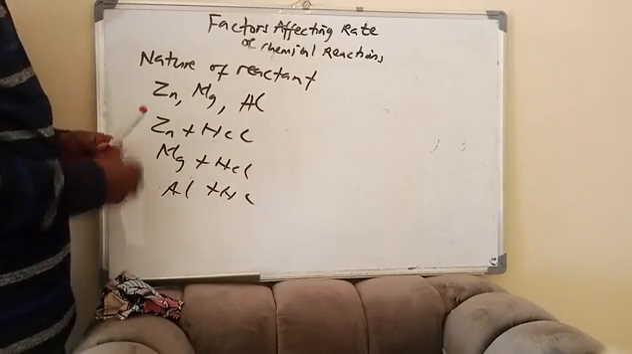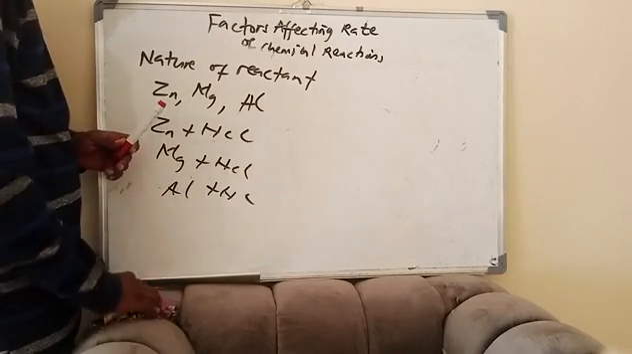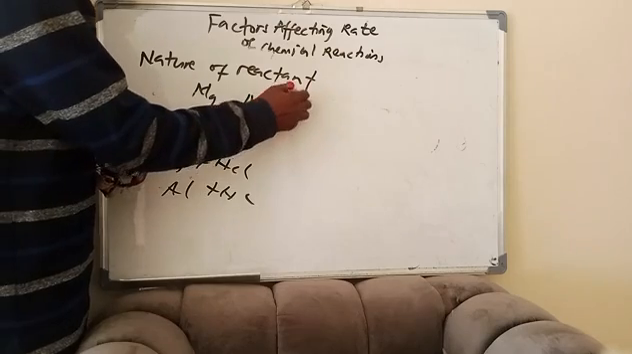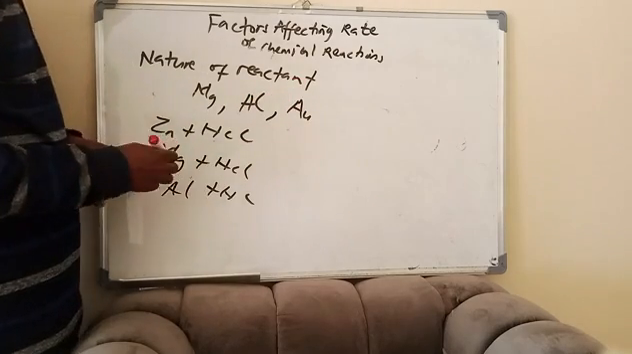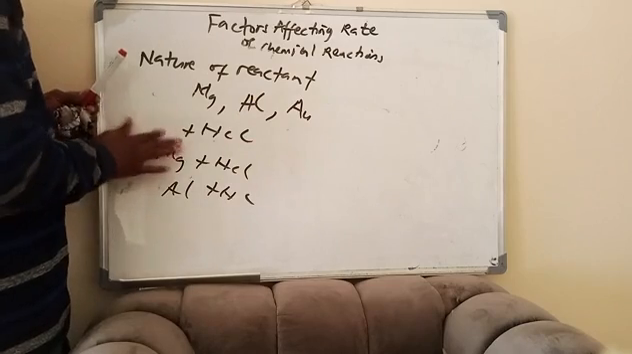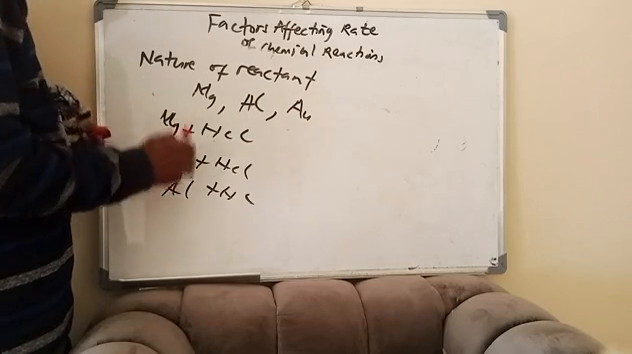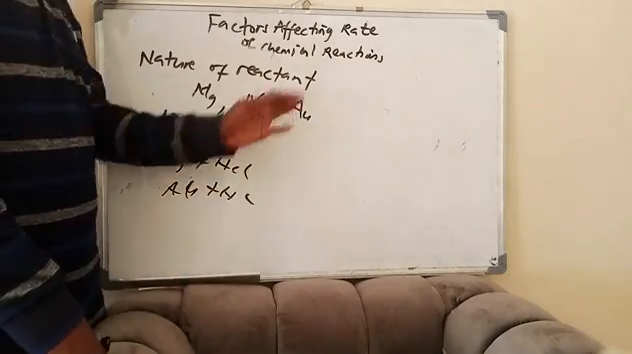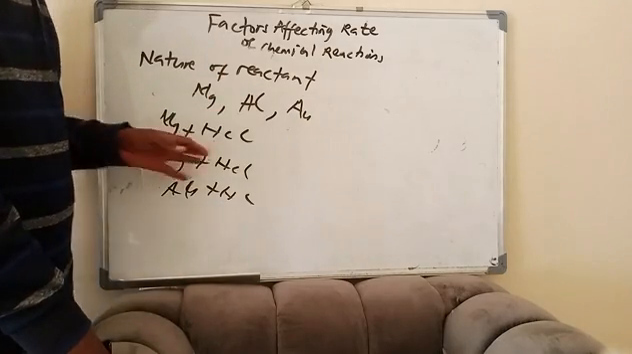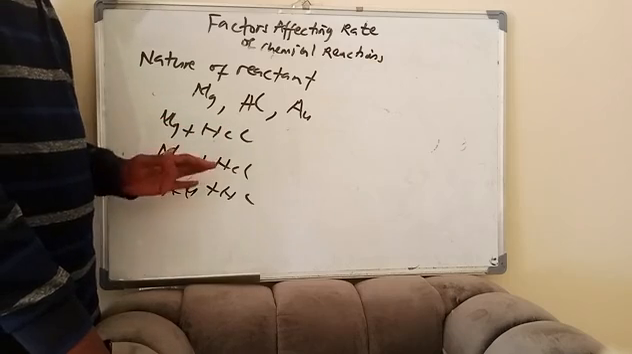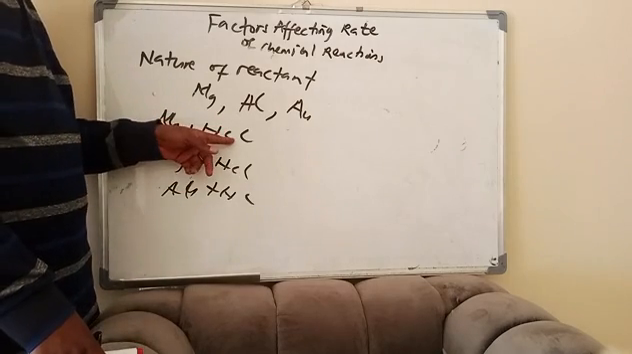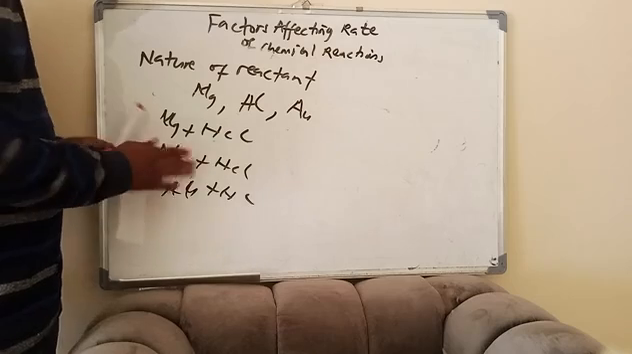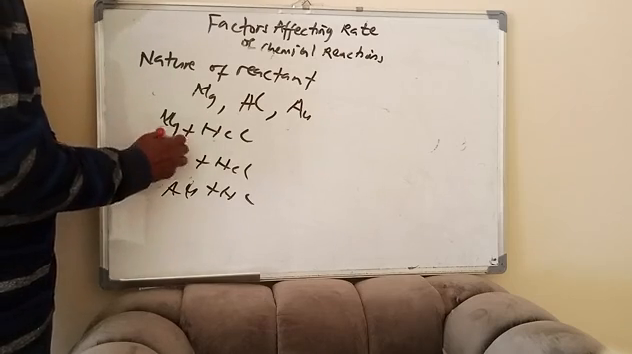Let's say magnesium, aluminium, and gold, for instance. So each of these can react with HCl, leading to production of hydrogen and maybe the chloride of the metal normally. But the reaction is faster with magnesium. Then the next is aluminium. It's much slower with aluminium than magnesium.